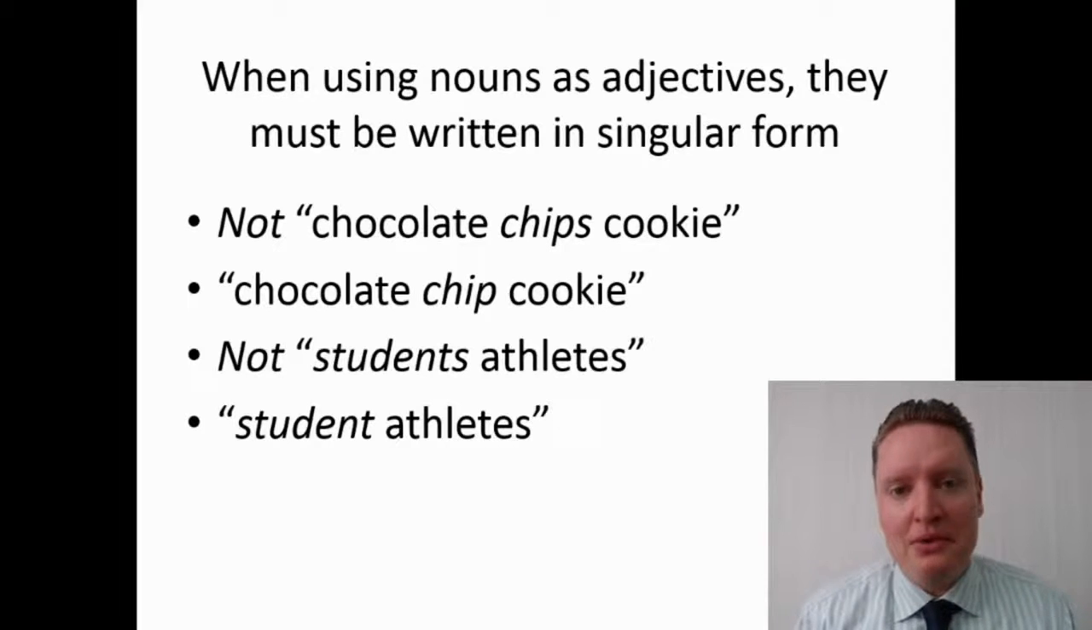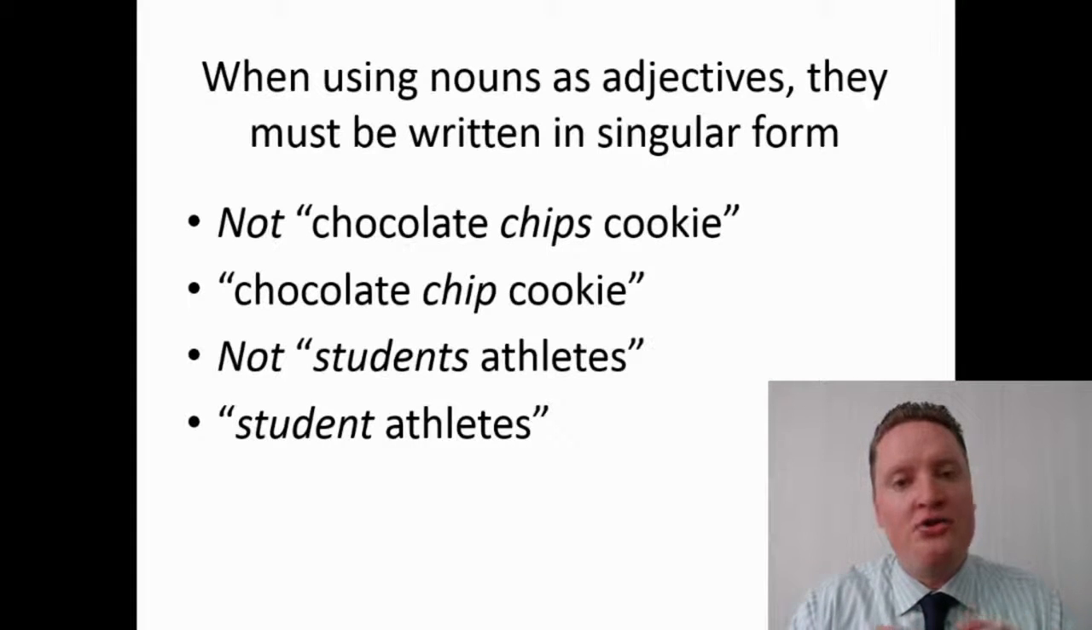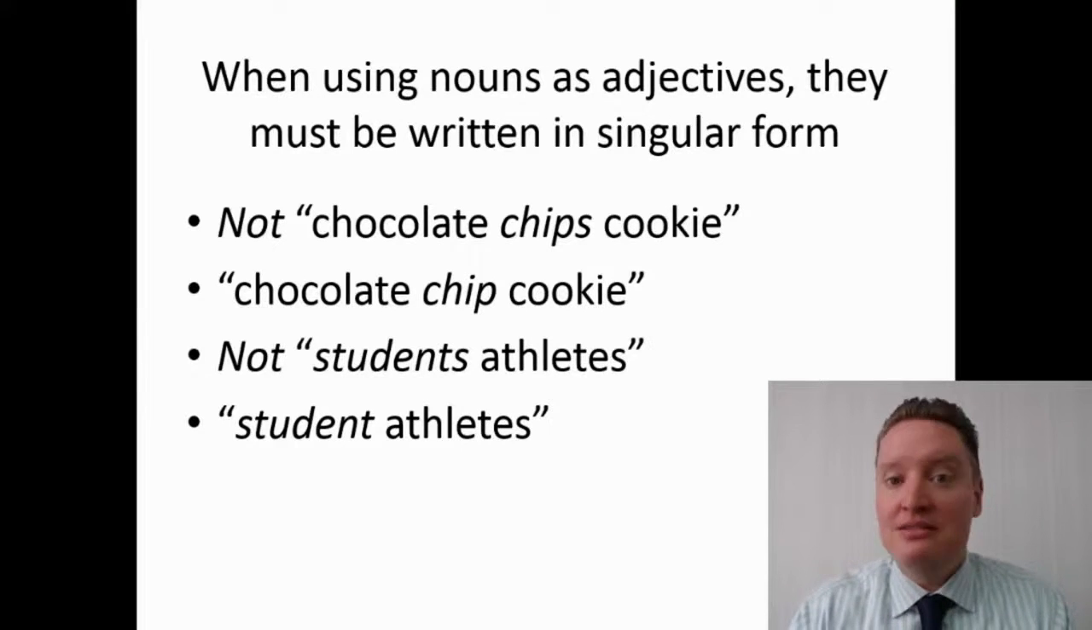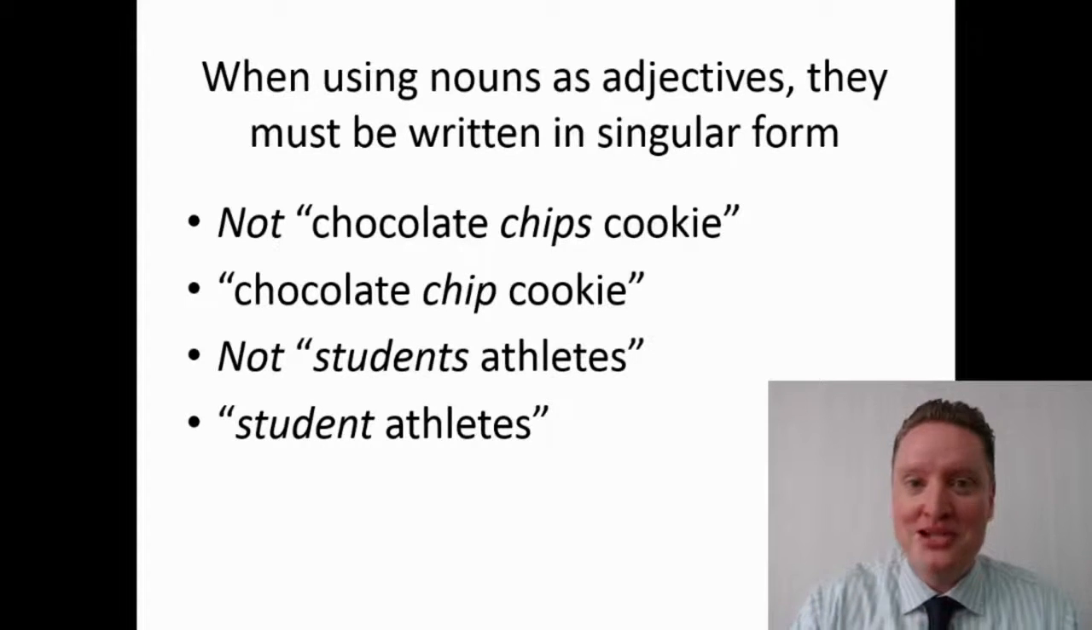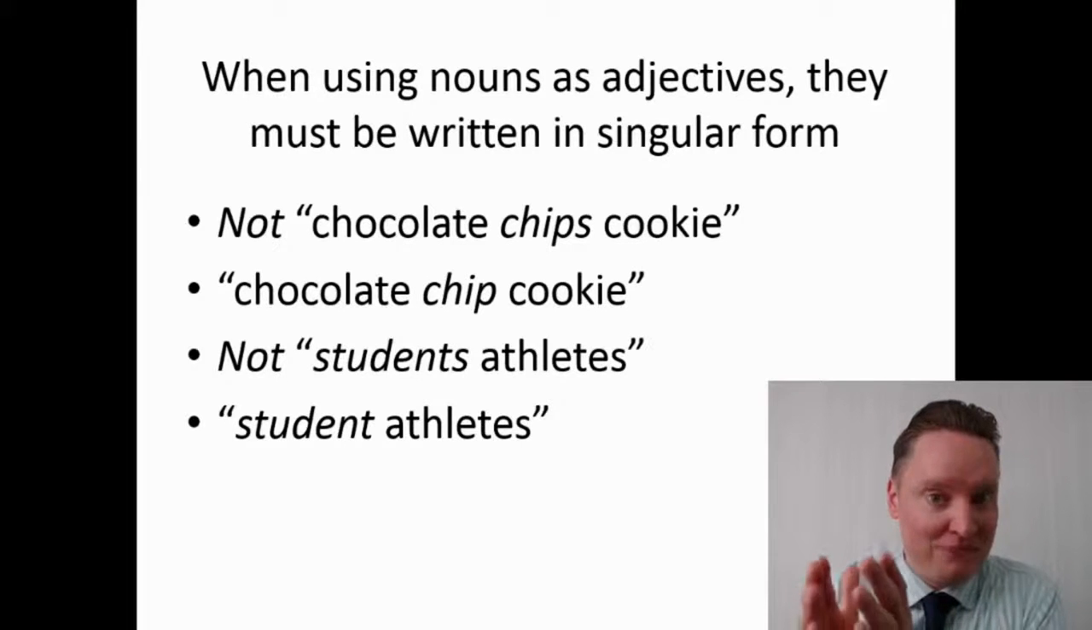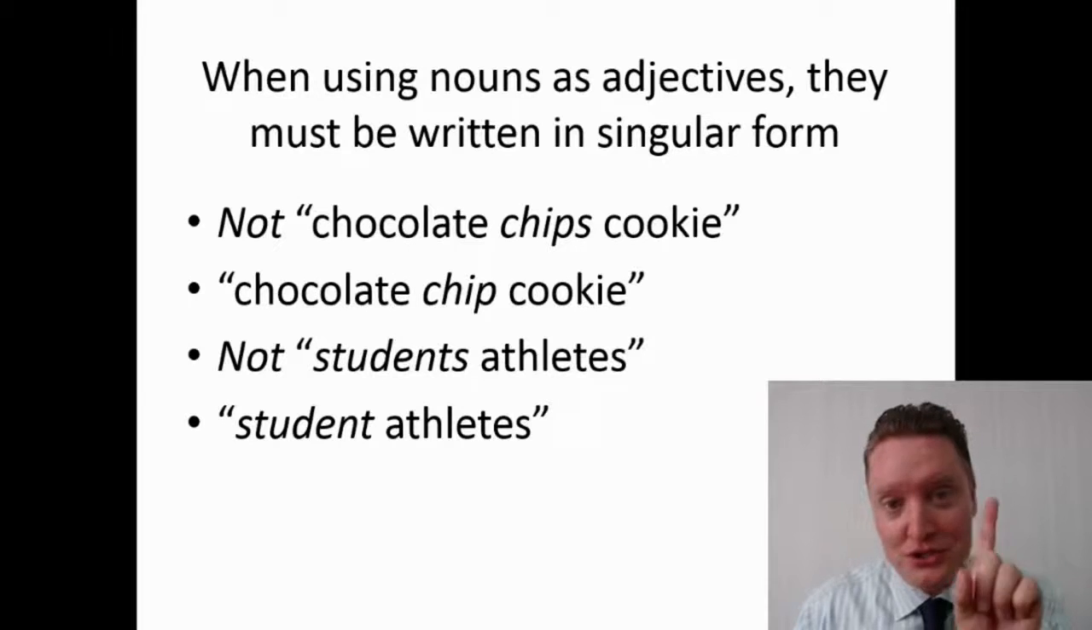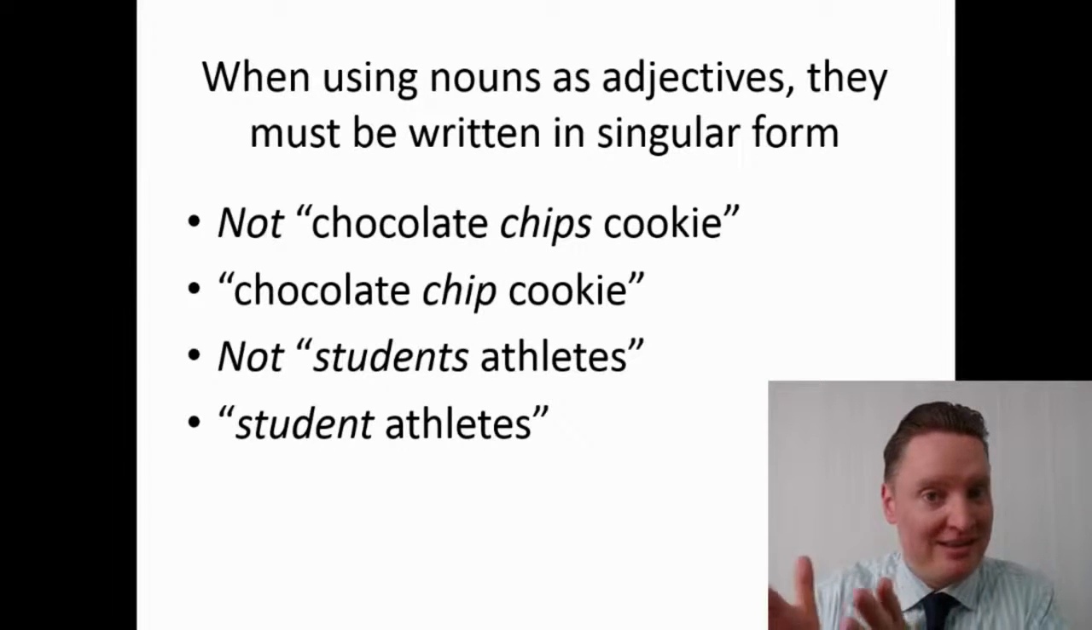One key point to remember, though, is that whenever you are using a noun as an adjective, you never make it plural. It's always singular. For example, "chocolate chips cookie"? No. Chocolate chip, one. Chocolate chip cookie. "Student athletics"? No. Student athletes. Even though there's more than one student, we only use singular student when we're describing the athletes.